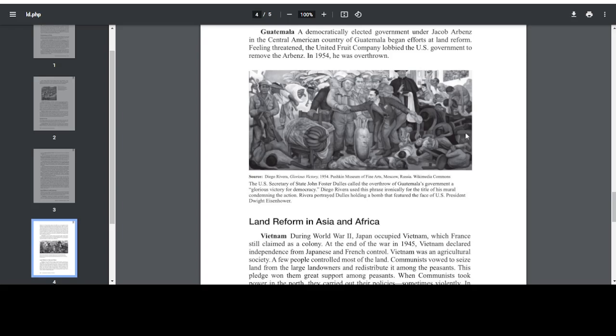Source: Diego Rivera, Glorious Victory, 1954, Pushkin Museum of Fine Arts, Moscow, Russia, Wikimedia Commons.